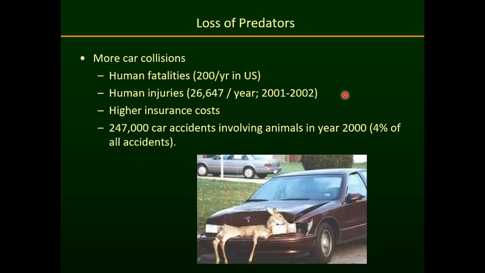Almost 250,000 car accidents a year involve animals, 4% of all accidents at the time. And these numbers are just higher because there's more people on the road, and there's more prey out there as their populations continue to grow.